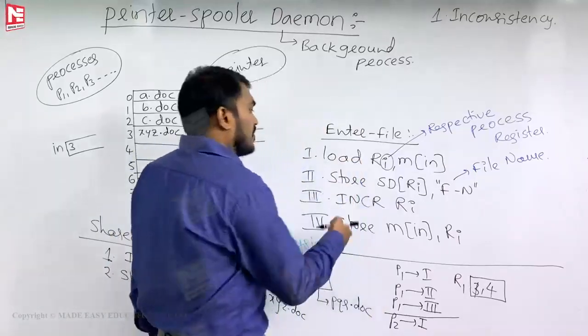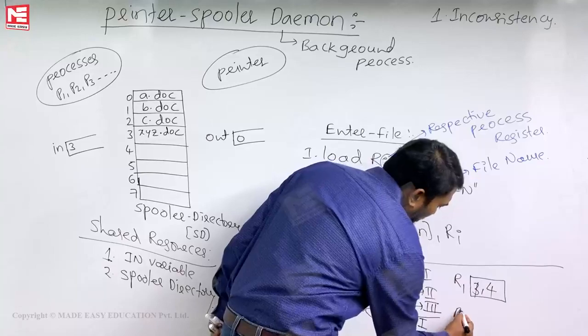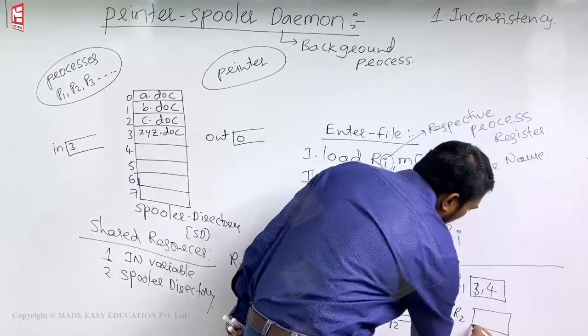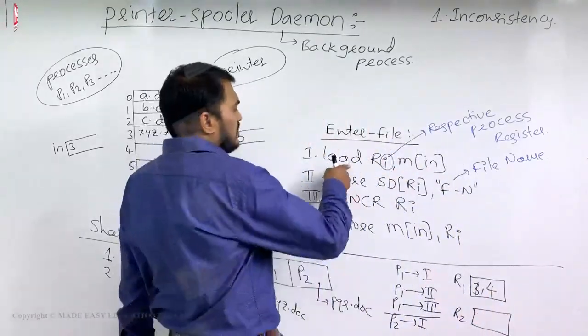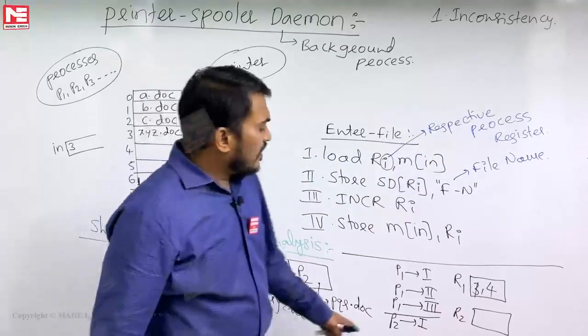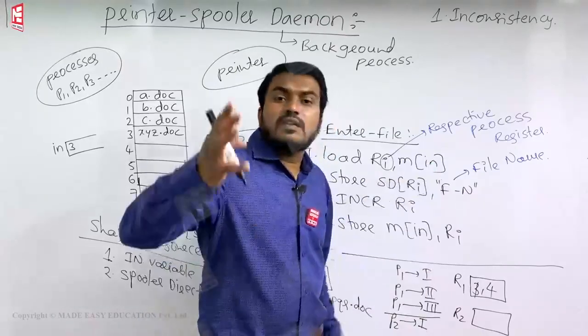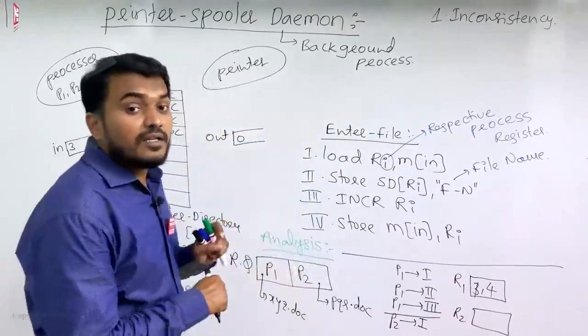Remember, code is the same for all the processes. So I have to take a separate register for P2. Let's say that is R2. Now tell me, P2 executing first instruction, load the in value into register. So for P2 I will take separate register R2. Now tell me, what is the in value you have? What is the in value?